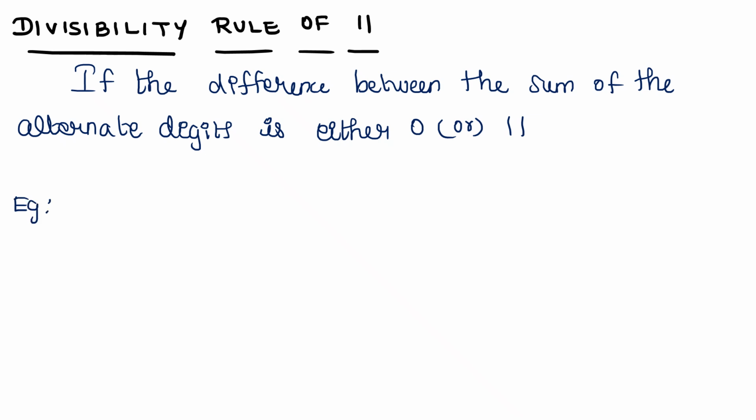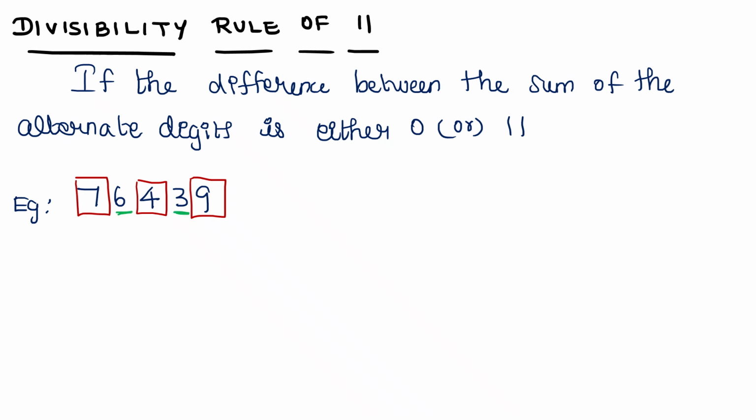I'm going to take an example here: 7, 6, 4, 3, 9. I'm going to check whether this whole number is divisible by 11 or not. What do we mean by the alternative digits? I'm going to pick here 7, and the alternatives are 4 and 9. Then 6 and 3, these two are alternative.